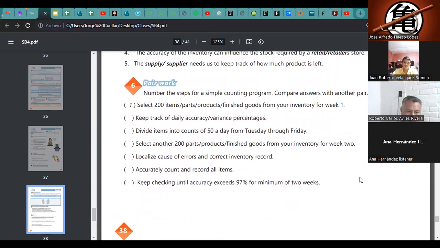All right, so we're going to check the other one. It says, number of steps for a simple counting program. Compare with another pair. What we need to do is put in order 1, 2, 3, 4, 5 all the steps that we have here. I'm going to give you a few minutes to check that one, okay?